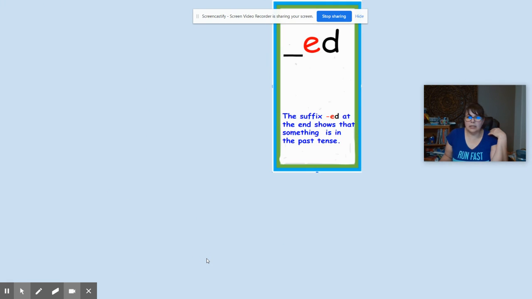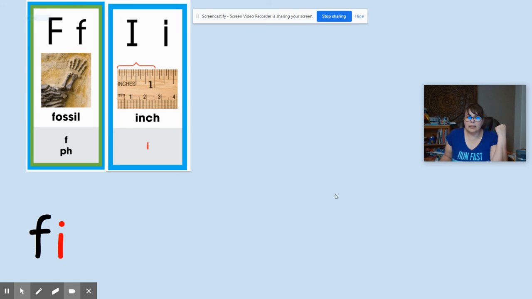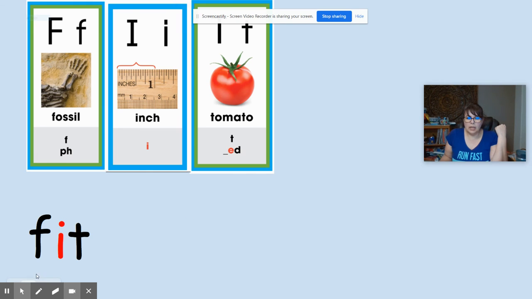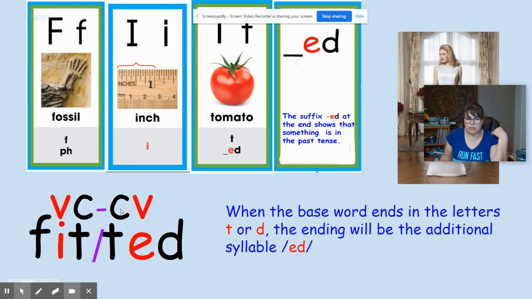Okay, this is the last one. Again, we're looking at the ed. It's in the past tense, F like in fossil, I, like in inch, T, like in tomato. And the word is fit. Fit is one syllable. It has a short vowel and it only has one consonant. So I double the consonant before I can add ed. Now we follow the pattern vowel, consonant, consonant, vowel.